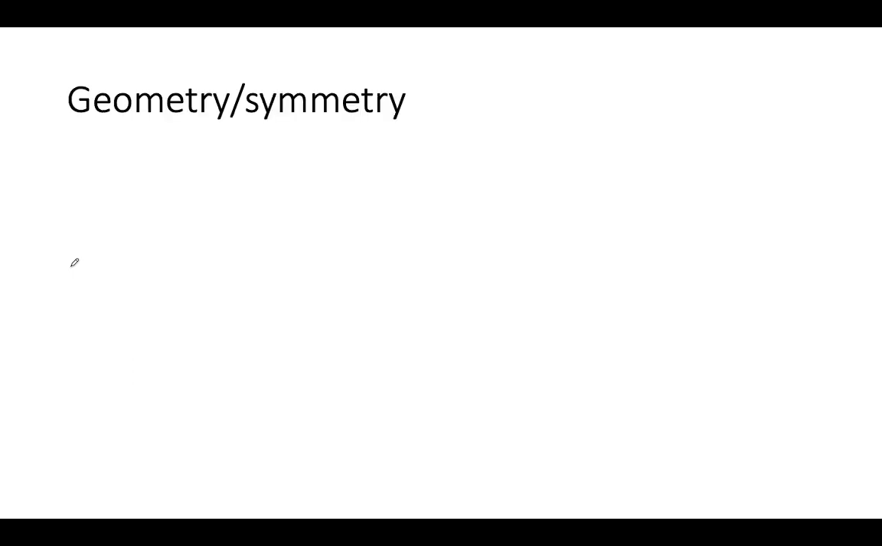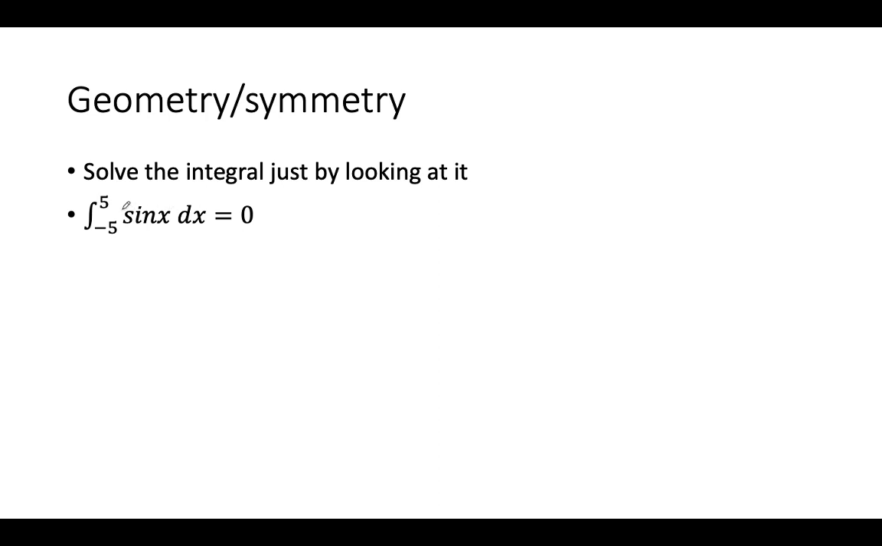Next one is geometry/symmetry. This is where you just solve the integral by looking at it and realizing what it is. Like, okay, this one's super obvious. Sine of x, odd function, even integral. So plot out sine of x, right? Sine of x looks like this. So you can see any area covered on the right side is covered negatively on the left side. So as long as the bounds of integration are symmetric about the y-axis, then the integral will be 0, because these will exactly cancel out. And that's what's happening here.